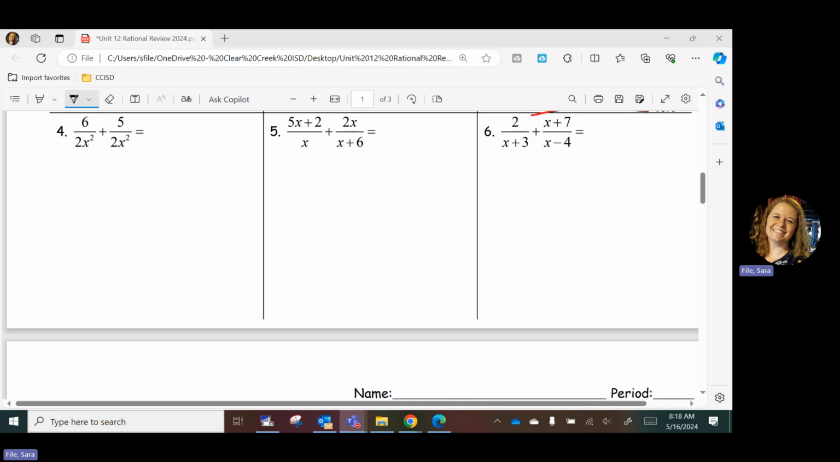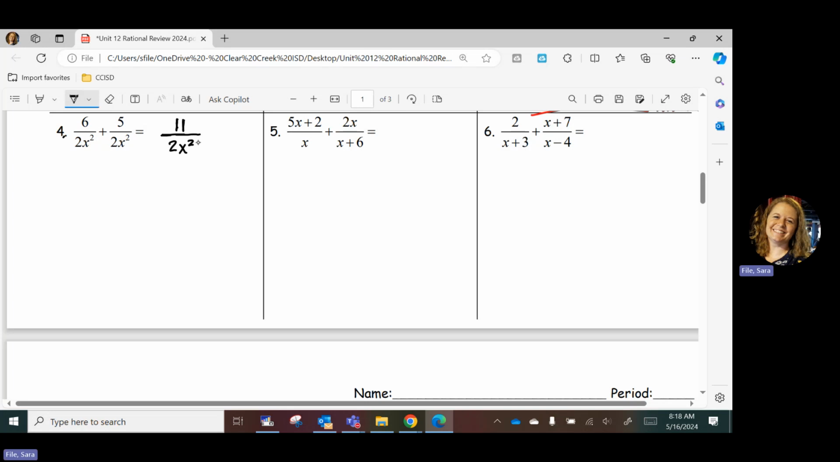A common denominator. In number 4, we do. We already have the same denominator, 2x squared, for both of these. So you can simply add the numerators. So what's 6 plus 5? It's 11. All right, so we add the numerators, and we have our common denominator.